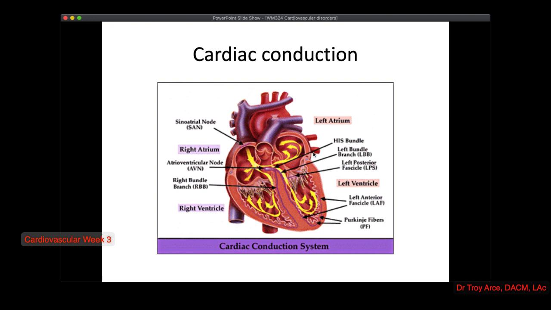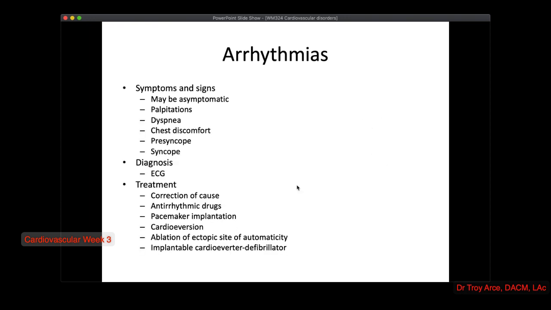Here's your bundle of His right in here, and then you have your left bundle branch, and you have your left posterior fascicle. And then you have a lot of connective tissue in there too that could be subjected to trauma, and you have some chordal tears in there. And then you have your left anterior fascicle, which is actually down and through here, and your Purkinje fibers down here. So let's go ahead and get into the meat of the lecture.